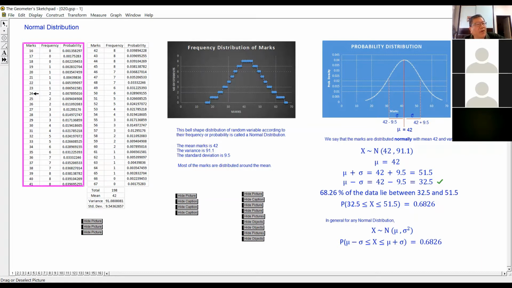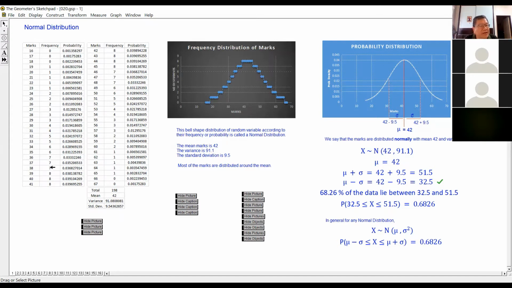Then 24 marks, I have two students. 25, I have two students. 27, three students. 29, three students. 30, I have four students. 32, got five of them, got 32 marks. And so on, you see, and so on.